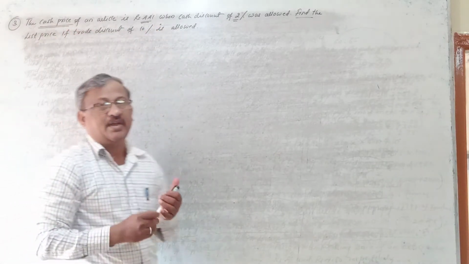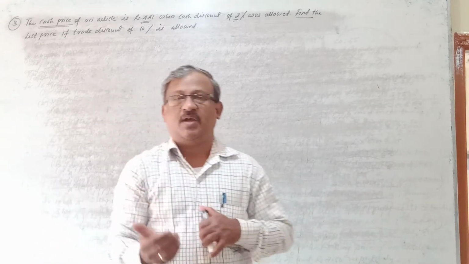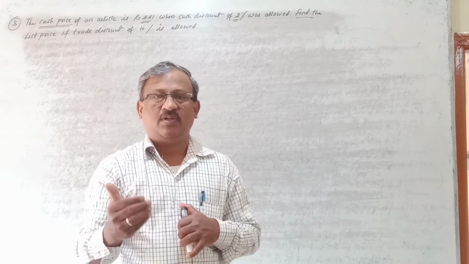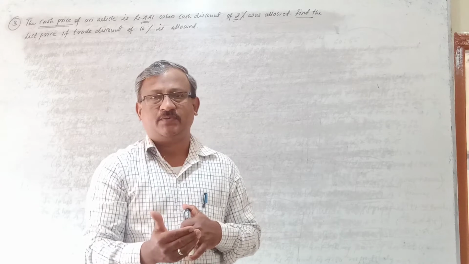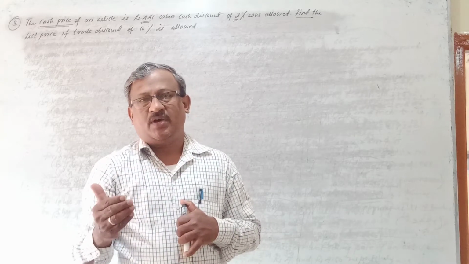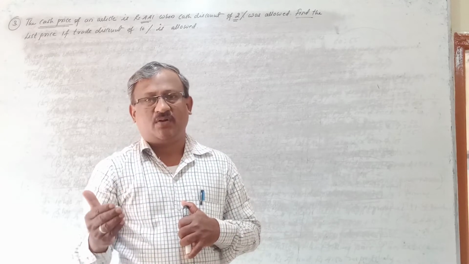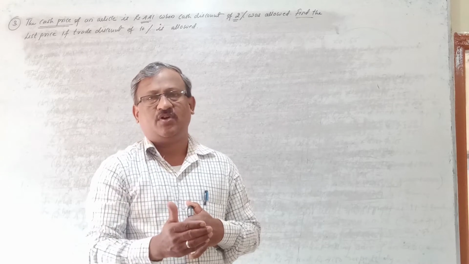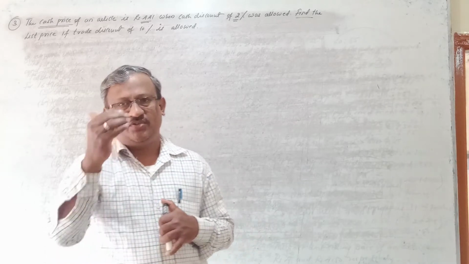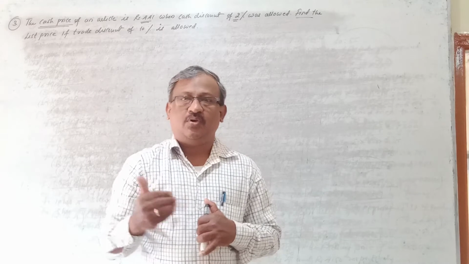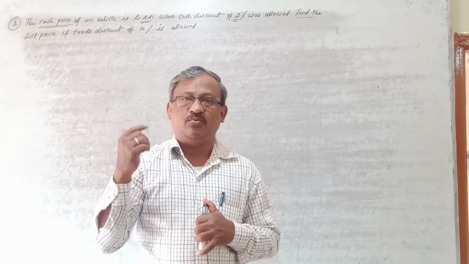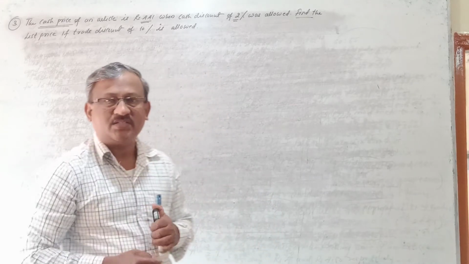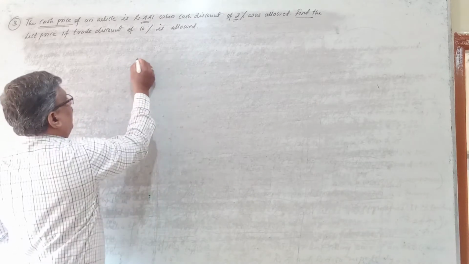So to determine the cash price, what we do is, on the given list price we give the trade discount, minus that, and we get the invoice price. And on the invoice price we allow the cash discount. Whatever cash discount comes, the same we deduct from the invoice price to get the cash price. This is the procedure. Now cash price is given and we have to determine the list price.